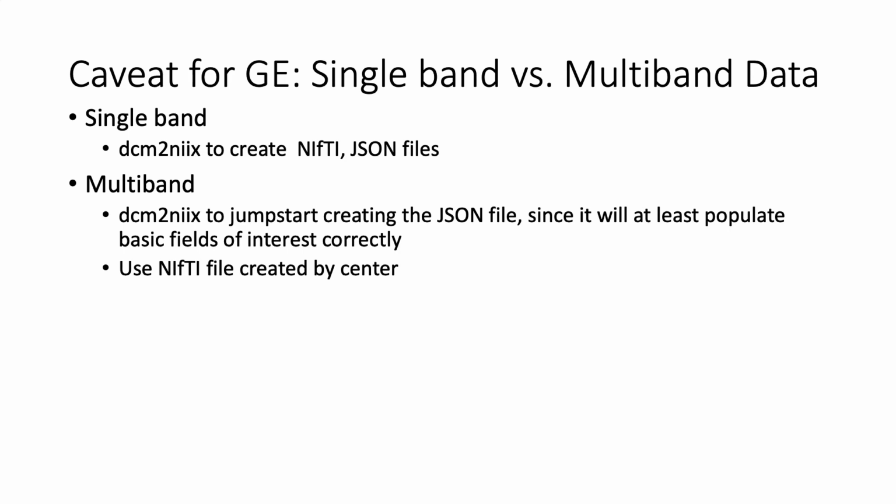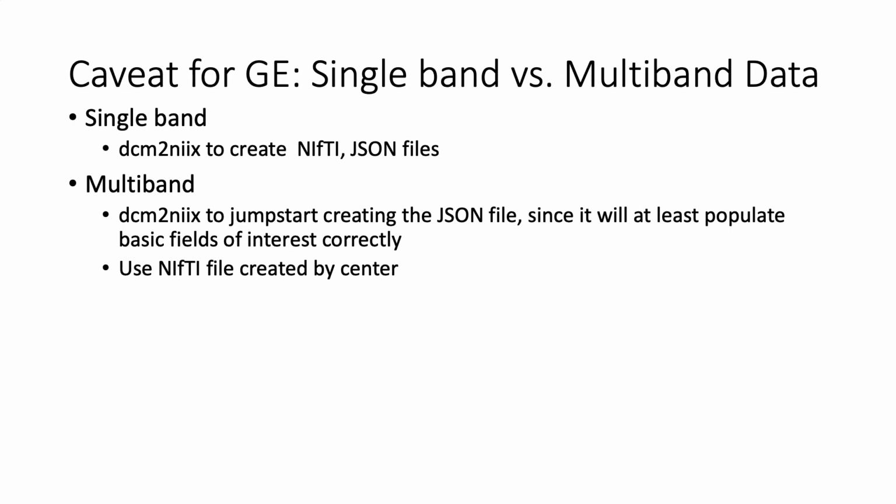But that misses some of this information, right? It doesn't create the JSON file. So I cheat. What I do is I run DICOM to NIfTI on that DICOM file, knowing that some of the parameters are going to be wrong, and then I go back and I correct it.